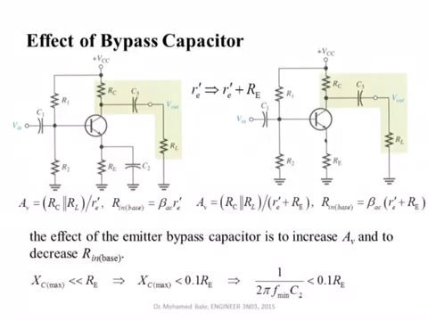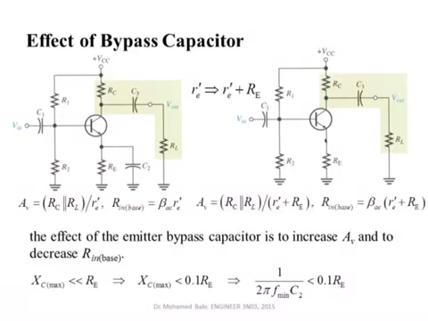But on the other hand, removing the bypass capacitor will affect the input resistance. This is the same expression for the input resistance. You replace RE dash by RE dash plus RE. This is few ohms, this is few hundred ohms. Then you get a way higher input resistance, which is something desired in any amplifier, to have a very high input resistance.